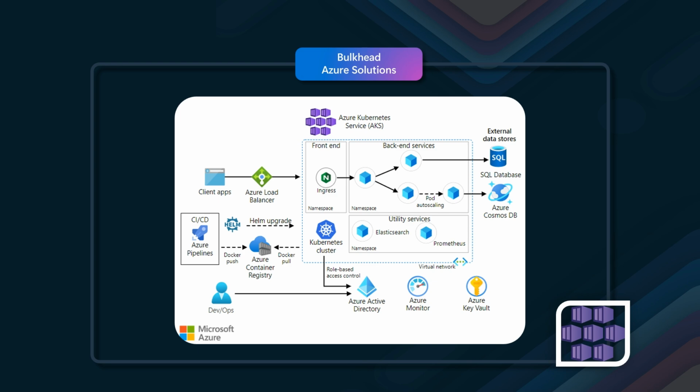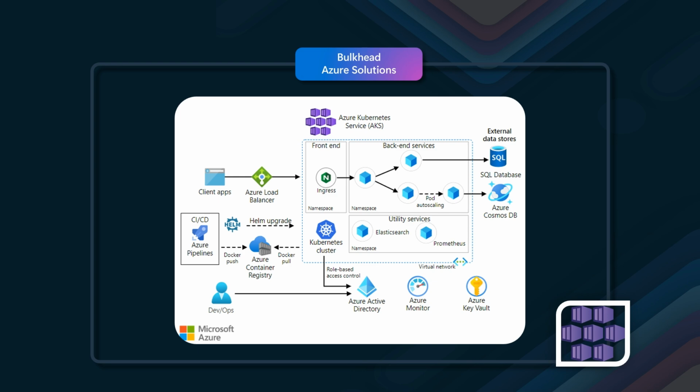So the bulkhead pattern is inspired by the design of ship compartments, where individual sections can be sealed off to prevent flooding from spreading throughout the vessel. Similarly, in cloud architecture, the bulkhead pattern isolates components to prevent failures from cascading to the entire system. So let's dive into key elements and implementations of the bulkhead pattern.